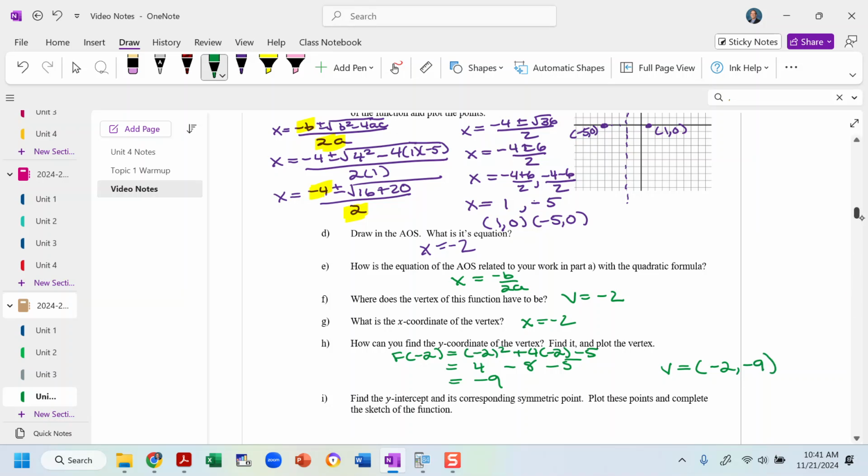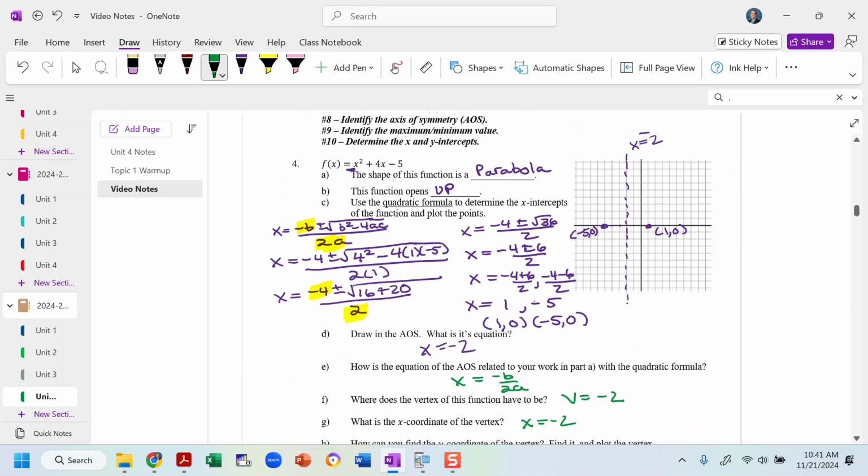So it is down here. 1, 2, 3, 6, 7, 9. So negative 2, negative 9. That's the vertex.